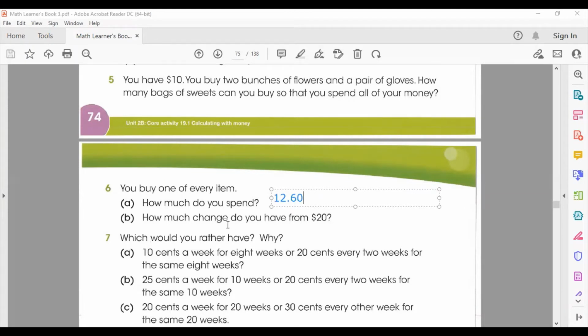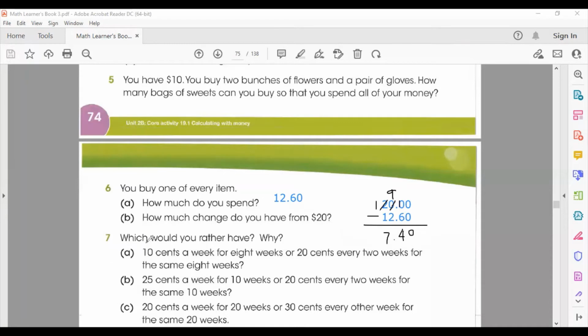How much change do you have from $20? So 20 minus $12.60. Just a minute, we do it. 20.00 minus 12.60. When we do the subtraction, 0 minus 0 as it has come down, 0 minus 6 is not possible. We need to take 1 from here, and here the remaining 9, 10 changes to 9, and here 10. 10 minus 6 is 4, and 9 minus 2 is 7, and 1 minus 1 is 0. So $7.40. How much change do you have from $20? $7.40.